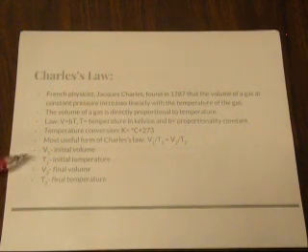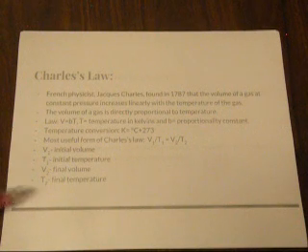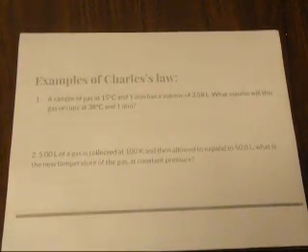V1 equals initial volume, T1 equals initial temperature, V2 equals final volume, and T2 equals final temperature. Here are some examples of Charles' law. So the first one says a sample of a gas at 15 degrees Celsius and 1 atm has a volume of 2.58 liters. What volume will this gas occupy at 38 degrees Celsius and 1 atm?